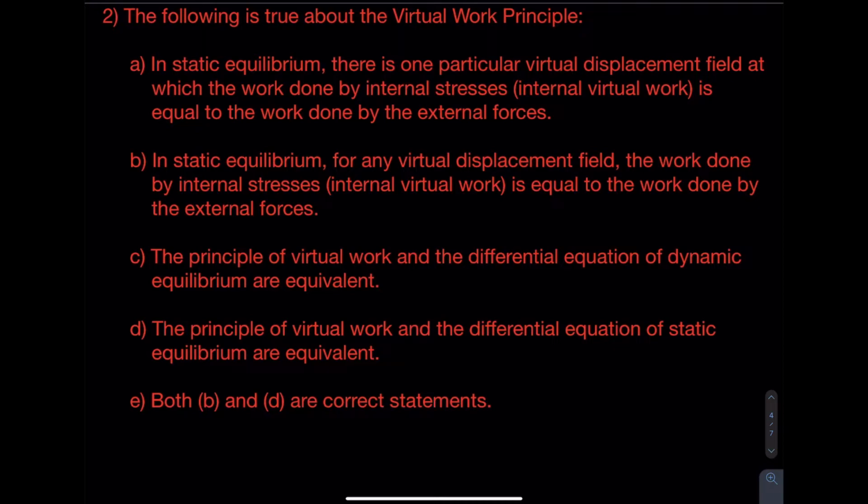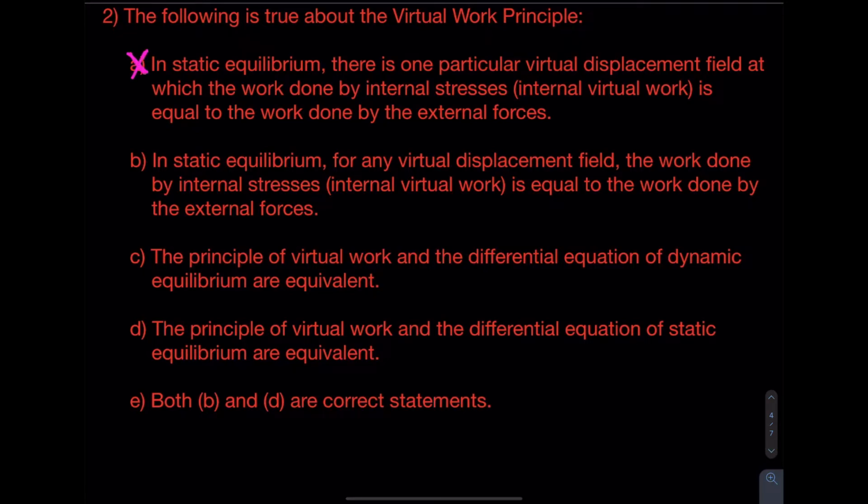All right. So it gives us 4 statements, and then of course it gives us a 5th statement which says both statement B and statement D are correct. So we're just going to go through each one of these and we're going to say if they're correct or not. So if we look at statement A, it says in static equilibrium, there is one particular virtual displacement field which the work done by the internal stresses is equal to the work done by the external forces. So this one's actually false.